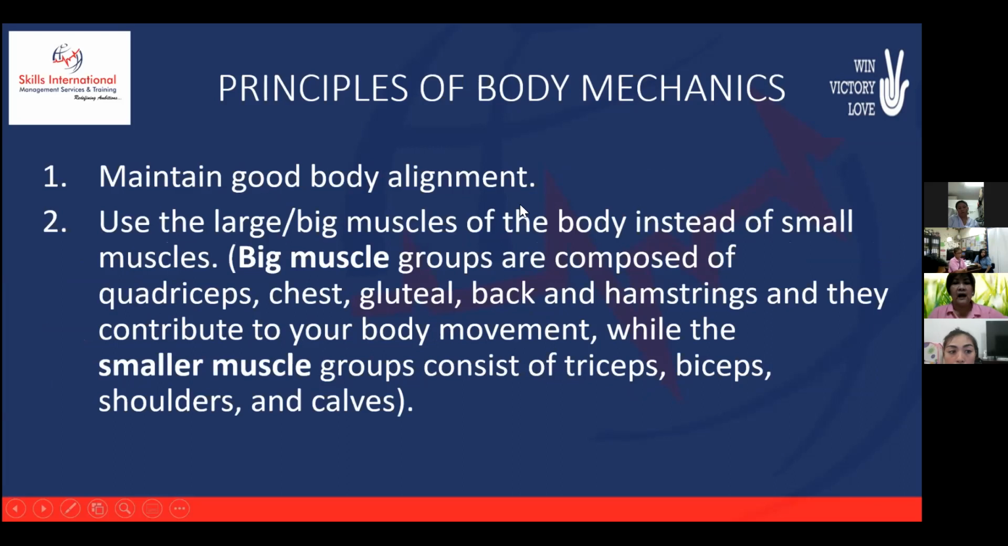What are the principles of body mechanics? What do we need to remember, or what are the guidelines to guide us in maintaining our body mechanics? Number one is to maintain good body alignment. Number two is to use the large or big muscles of the body instead of small muscles. What are the big muscle groups? They are composed of the quadriceps, chest, gluteals, back, and hamstrings, and they contribute to your body movement, while the smaller ones consist of the triceps, biceps, shoulders, and calves.